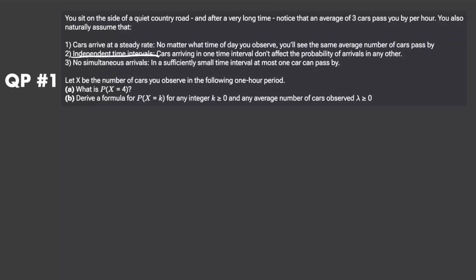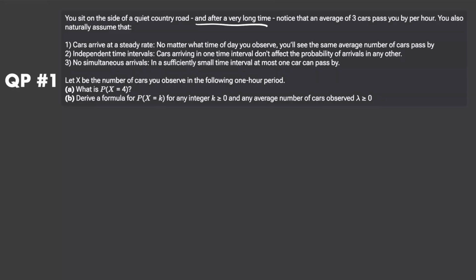Number 2, we have independent time intervals. So cars arriving in one time interval don't affect the probability of arrivals in any other time interval. And number 3 is pretty obvious, so we're saying that no simultaneous arrival. So if we make our time period small enough, so basically infinitely small, then we are assuming that only one car can pass by at a time.